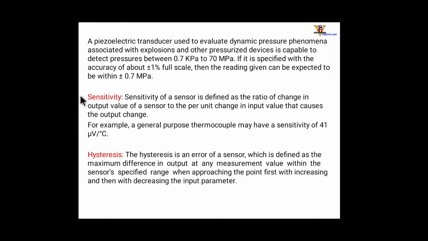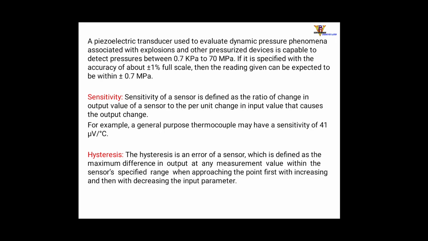Next specification is sensitivity of a transducer or sensor. Sensitivity of a sensor is defined as the ratio of change in output value of a sensor to the per unit change in the input value, means sensitivity may be defined as dy upon dx. dy means change in output and dx means change in input.